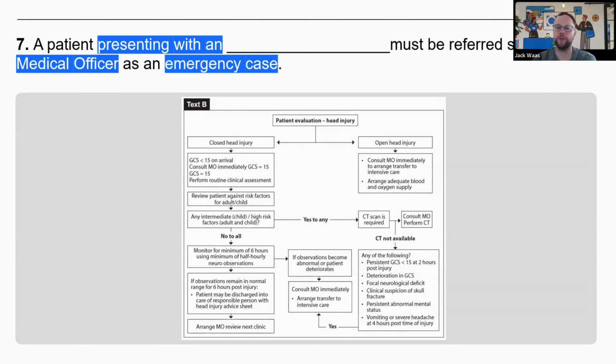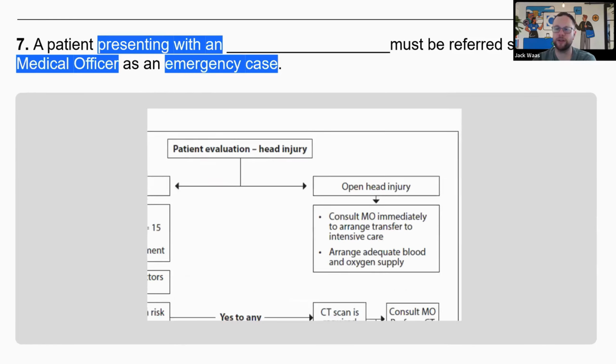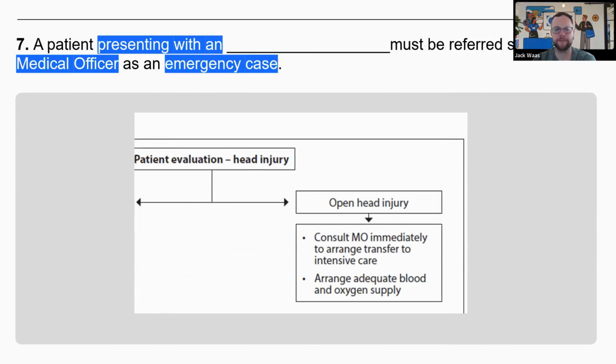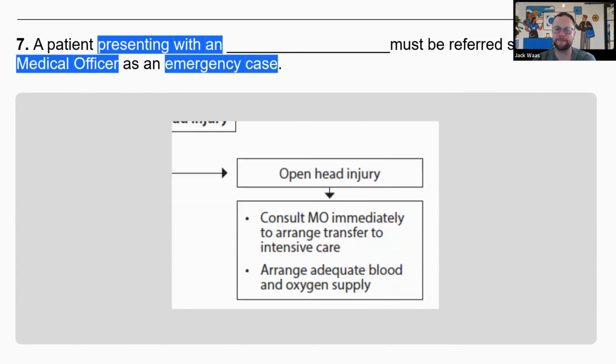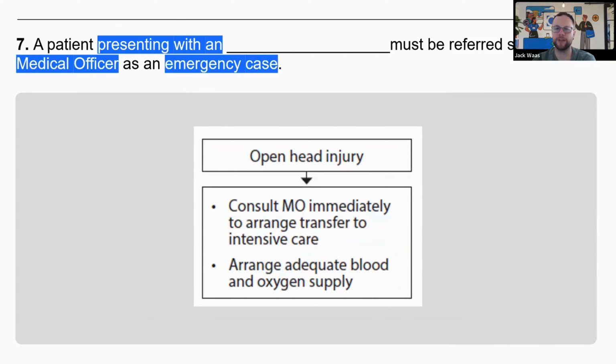We're looking for MO referral when a patient presents, so we're probably looking at the top of this flow chart. We see MO mentioned here. Under open head injury, the text says consult MO immediately to arrange transfer to intensive care. This is the patient presenting with a particular condition. The instructions are to consult MO for transfer to ICU, so it's definitely an emergency. So what do you think the answer is?